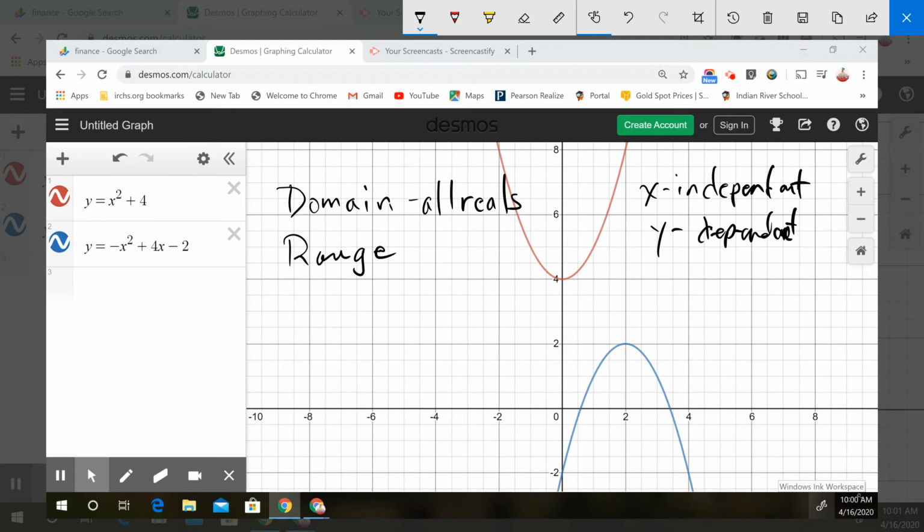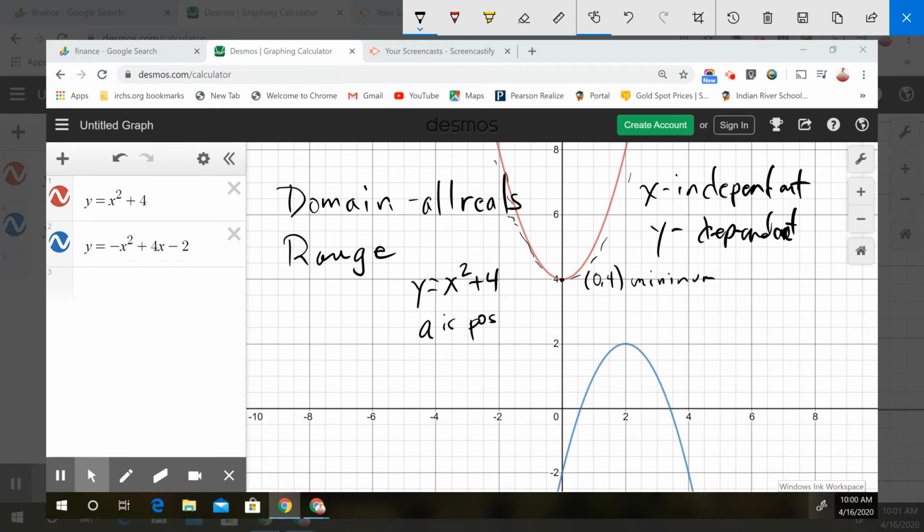Now in this first one here, this one has an A value. This one here, the red one, is y is equal to x squared plus 4. A is positive here. And if you'll note, this comes down, it hits a point and it goes back up. Now the vertex here is 0, 4. So when A is positive, the lowest point is the vertex. It's the minimum.